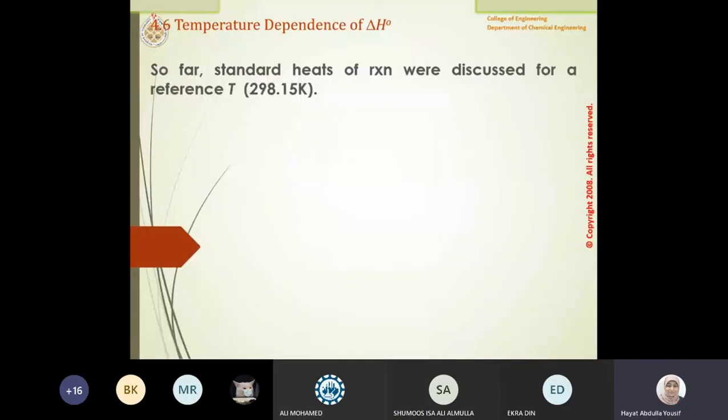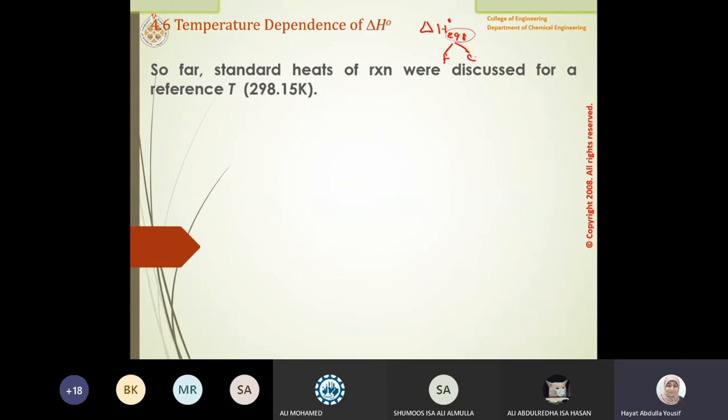The last part of today's morning was that we reached a stage where we are able to calculate all delta H naught, or standard heat of reaction, but provided that the temperature was 298, and that could be formation or combustion. We had no problem with that. We explained the formation and we explained the combustion. Here in section 4.6, I will talk about what if the temperature is not 298. Which can happen.